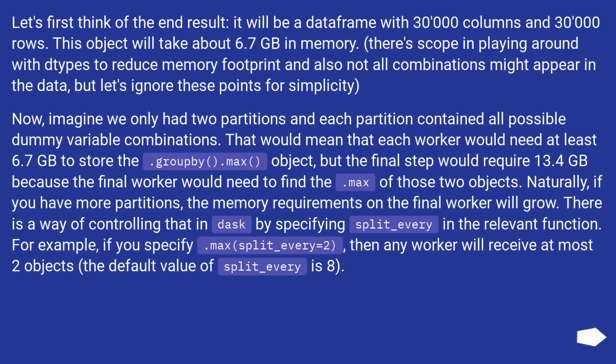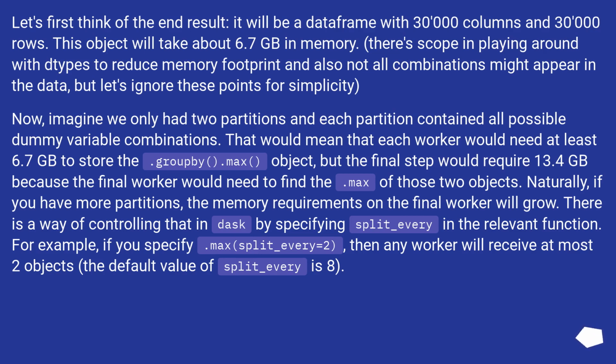Let's first think of the end result. It will be a data frame with 30,000 columns and 30,000 rows. This object will take about 6.7 GB in memory. There's scope in playing around with dtypes to reduce memory footprint, and also not all combinations might appear in the data, but let's ignore these points for simplicity.